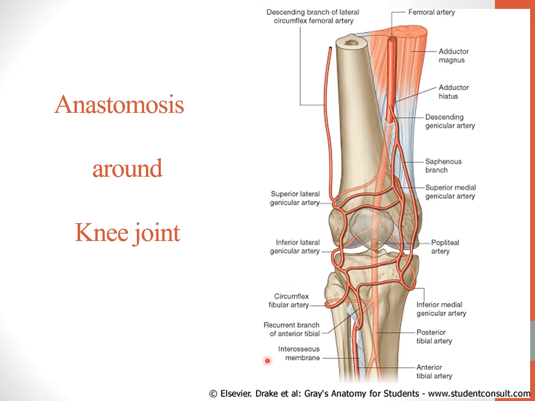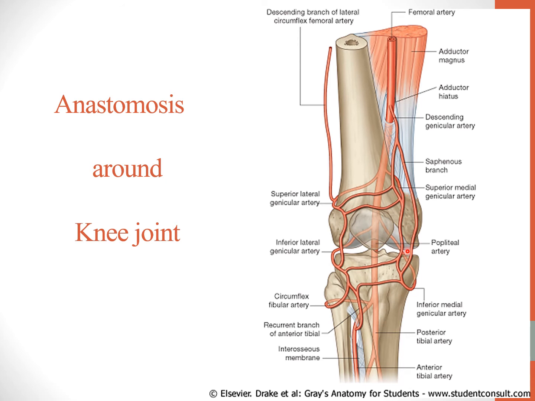So you can see this is our femoral artery which is running downward, and from the anterior compartment it goes to the posterior compartment through the adductor hiatus and becomes the popliteal artery, and then the popliteal artery descends downward from the popliteal fossa and divides into anterior and posterior tibial arteries. So here you can see a descending genicular branch from the femoral artery before it enters into the adductor hiatus. So this genicular branch descends downward and it anastomoses with superior medial and superior lateral genicular and inferior medial and inferior lateral genicular arteries.